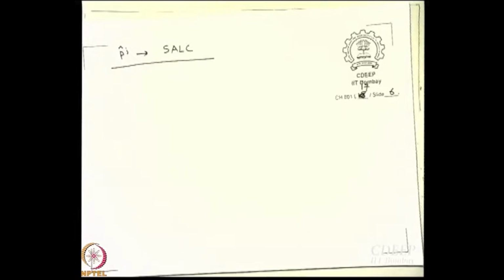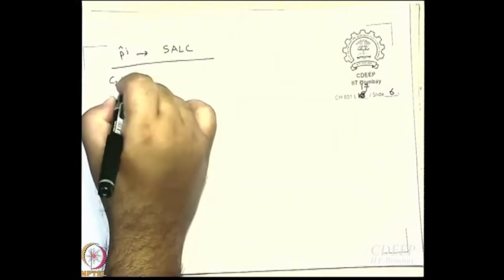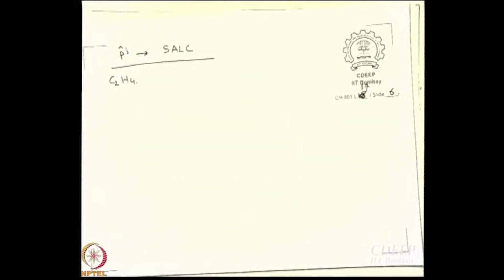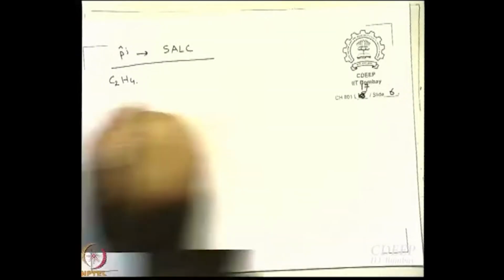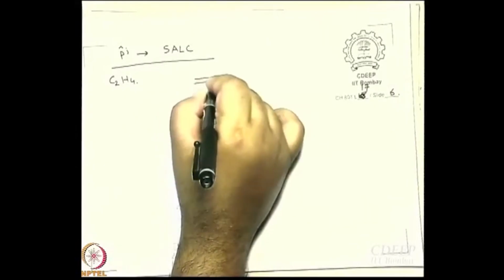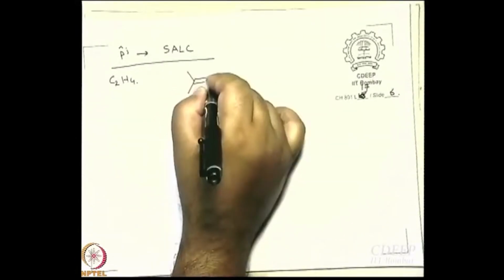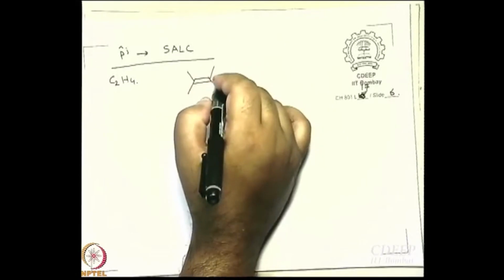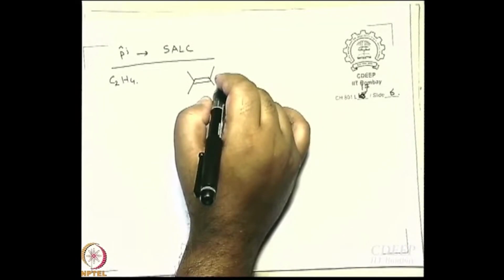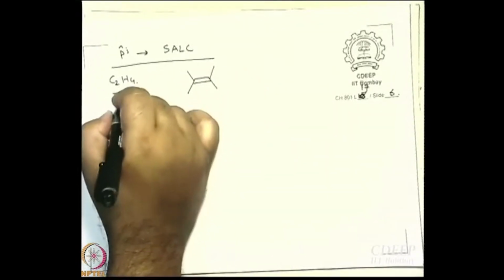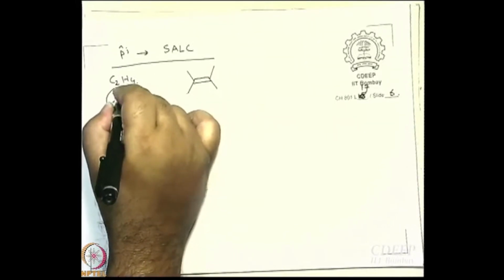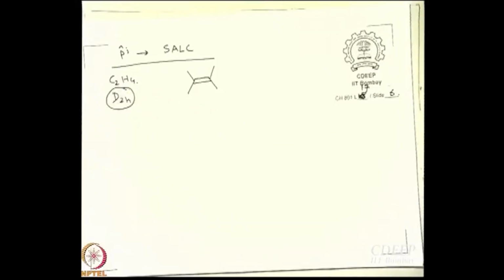Let us take a simple example. Let us say C2H4. What is the structure of C2H4? I can draw it like this. Ethylene. What is the point group? D2h. And this, Mayak, in case you have not noticed, is our exercise in symmetry point group. The only problem is that we are taking really very easy examples.